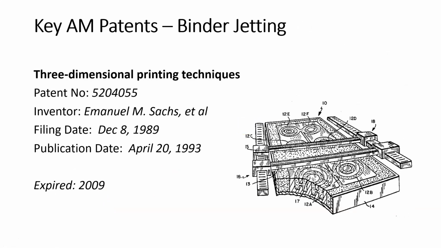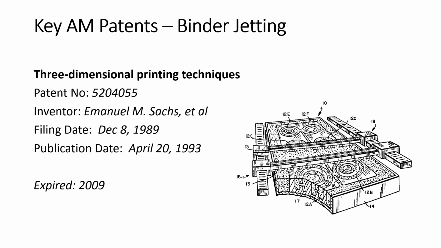Binder jetting is the last one we're going to look at here. The title of the patent is three-dimensional printing techniques. That is about as general as you can get. The inventor was Emanuel Sachs and others. Its filing date was 1989 and it expired in 2009.